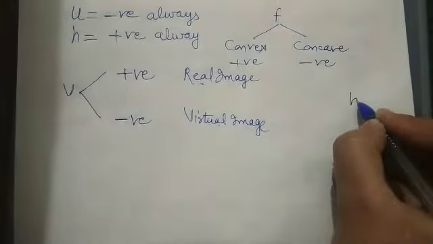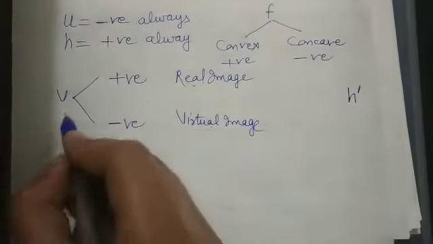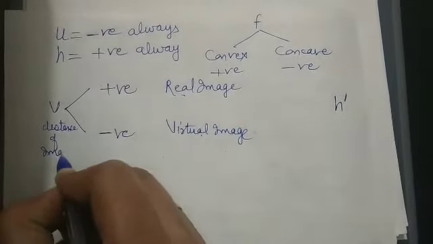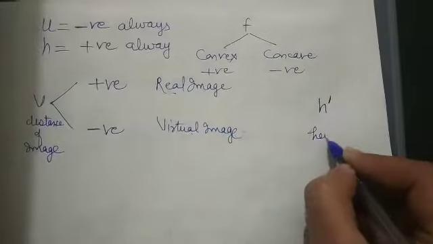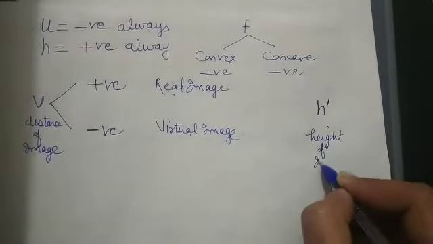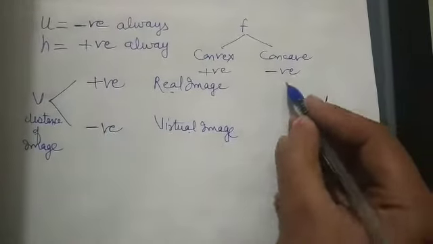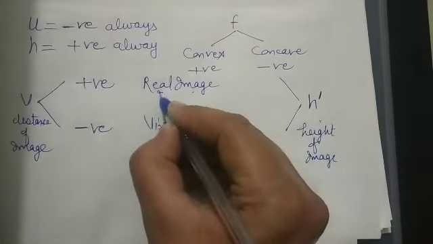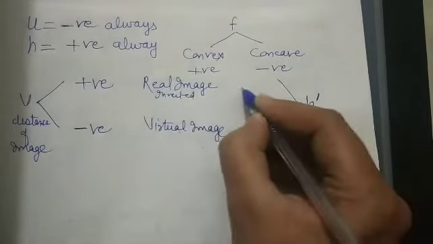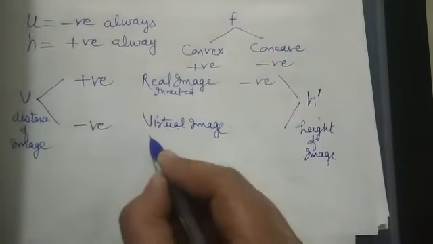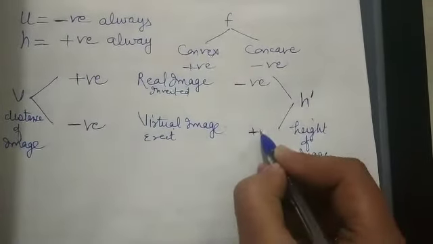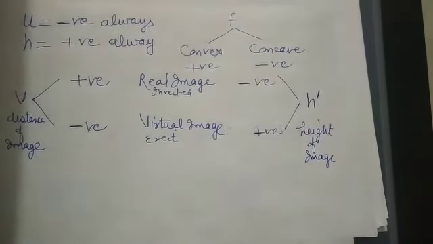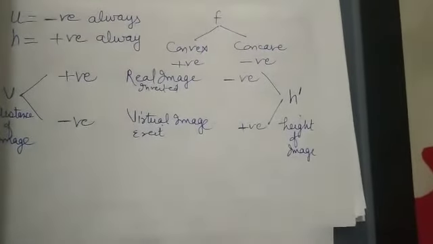And what about H dash? That is the height of image. Now if the image is real, a real image is inverted. Okay, if it is inverted, it will have negative height. If it is virtual, virtual will be erect, it will have a positive sign. So these are the sign conventions. So as to move towards the numerical section, we have done this.